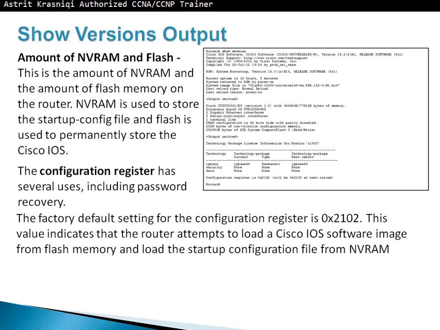Now, the configuration register determines what to do. The router is going to read the configuration register, asking what is my behavior, what am I going to do, what are the steps I'm going to take. The default config register is 2102, which says go to flash, read the IOS, then go to NVRAM and read the startup configuration file. For example, if the startup configuration file has a password that you need to recover, you need to change this register from 2102, for example, to 2142.